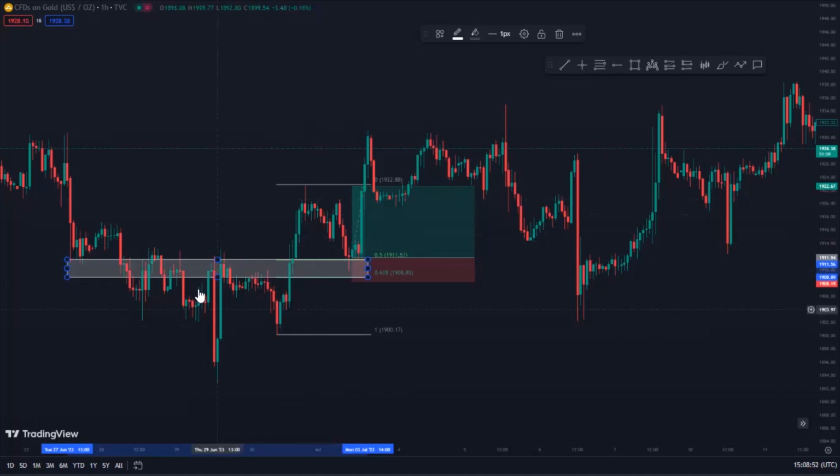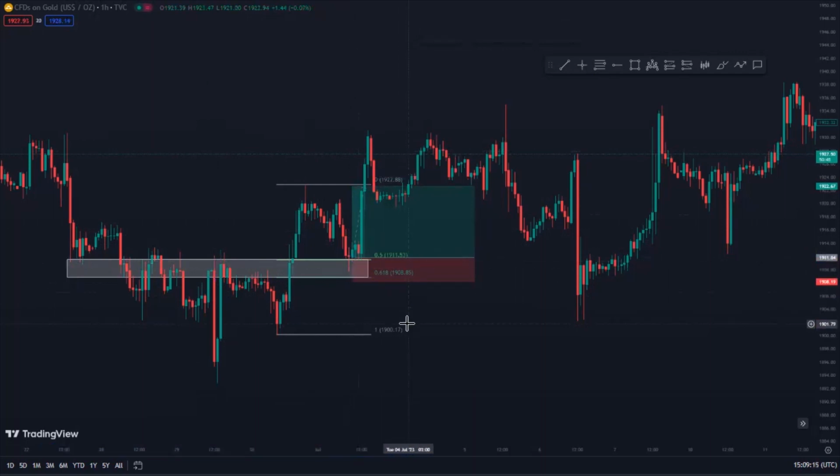So after it broke, it came back now to test this as a new support level, because old resistance becomes new support. So here it's support. We are at a level of support. We are looking to take price higher. So that's another confirmation that confirms this trade that we are looking at.